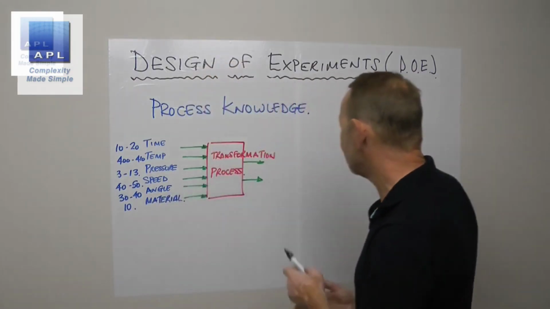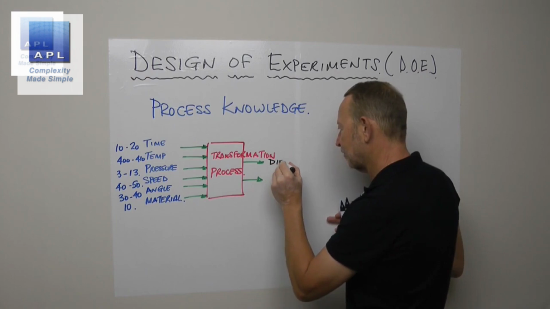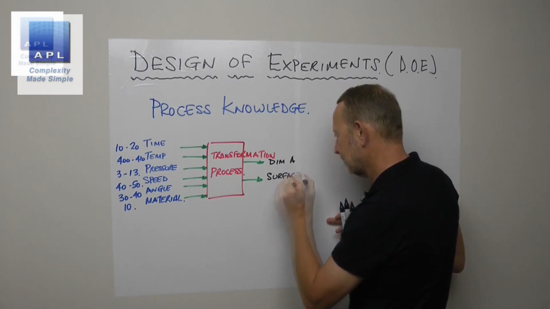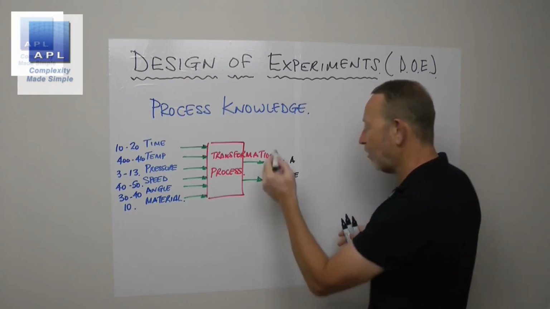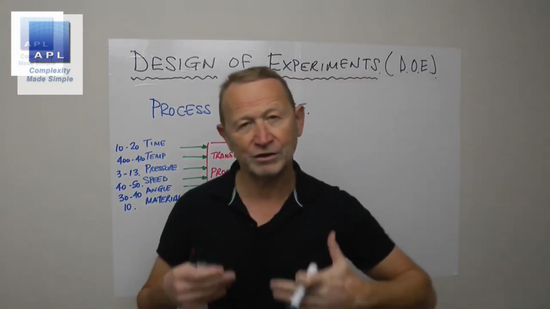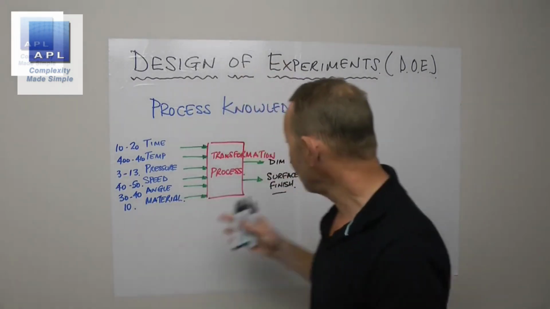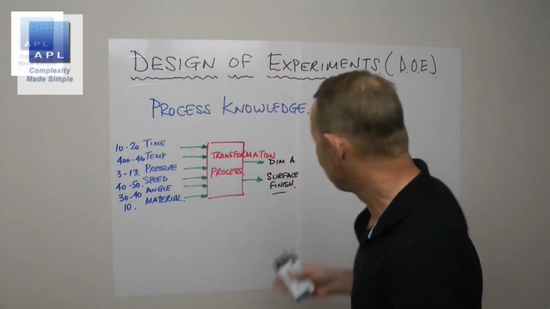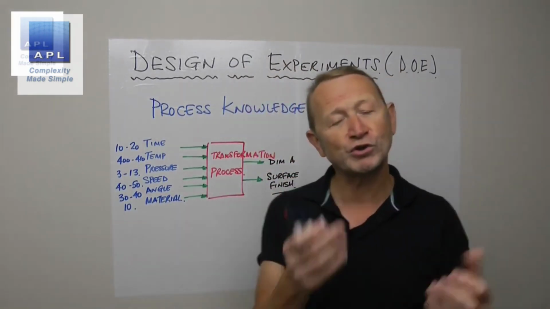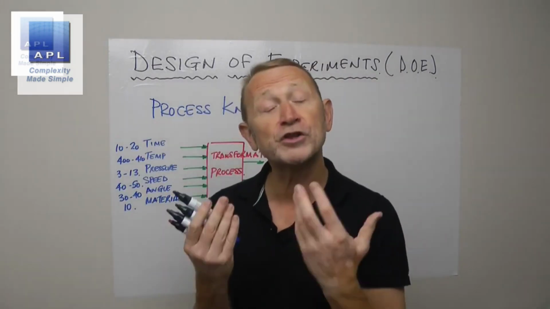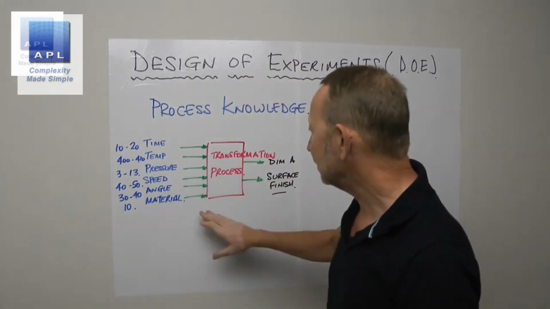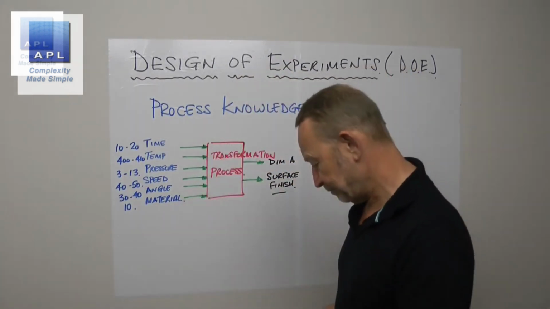By the way, on the output side, let's say we've got dimension A, and let's say surface finish. So 2 things that we're trying to optimize, and of course what we're trying to do is find the sweet spot. Can I hit dimension A and get the surface finish that I'm looking for? And there could be another one which is strength, all sorts of different parameters, and you're trying to find the sweet spot in those customer related measurements typically. How difficult can it be? Well, look at this.